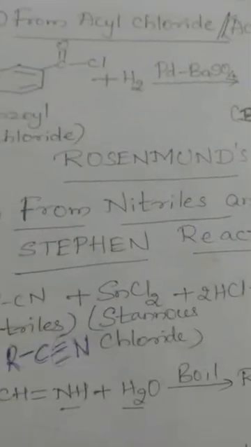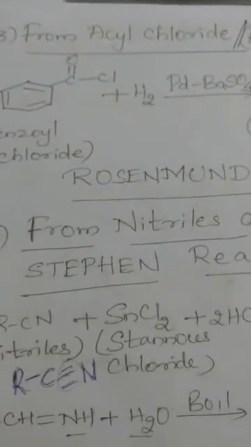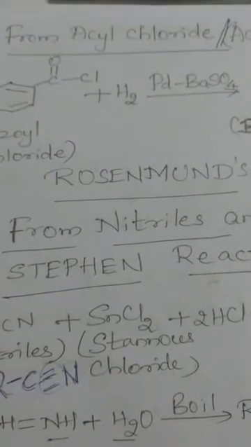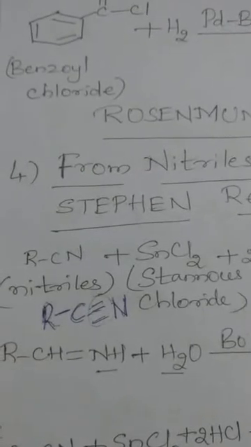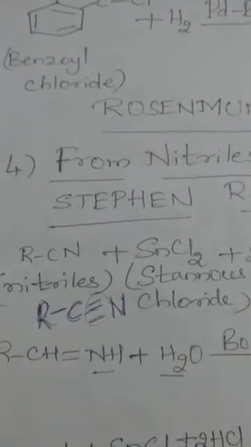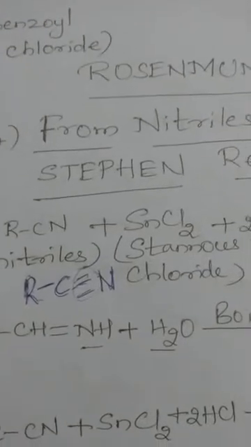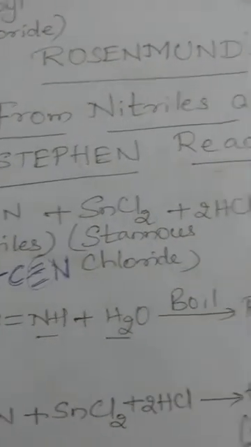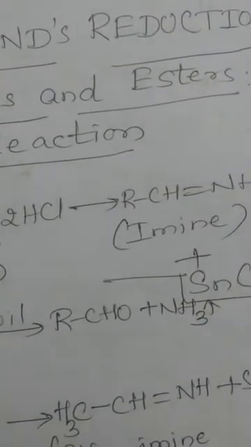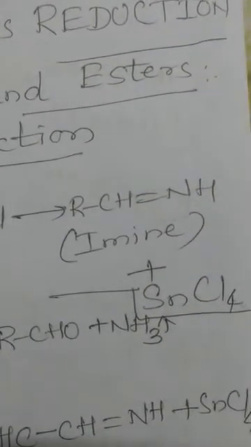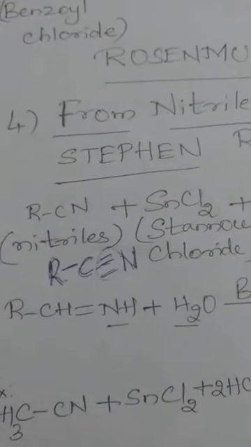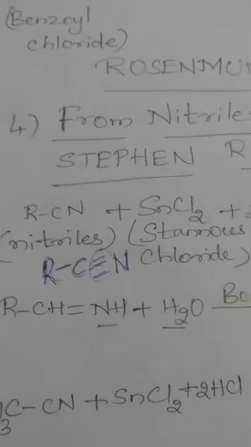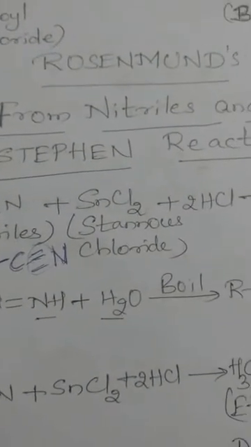Stephen reaction is the method of obtaining aldehydes from nitriles. Nitriles have the formula RCN. In the expanded form, there is a triple bond between carbon and nitrogen. Nitriles can be reduced to the corresponding imines. Imines have the group CH double bond NH in them. This can be done by using stannous chloride, SnCl2, and hydrochloric acid, HCl.